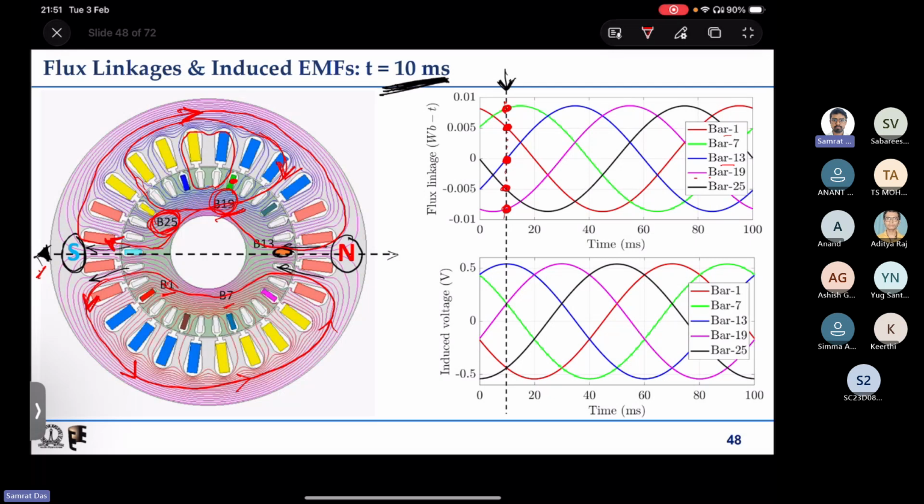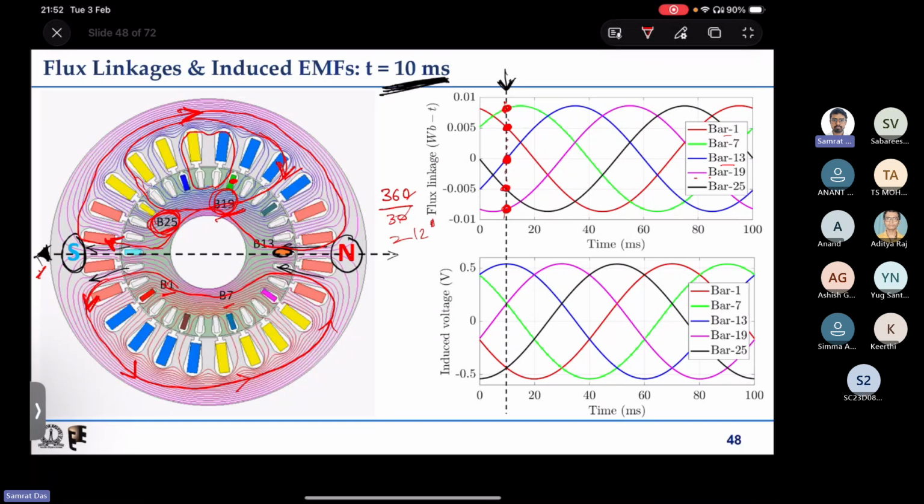If I plot flux linkages for all the 30 bars, then they will be phase shifted versions of each other by 360 divided by 30, that is 12 degree. So we will have 30 sinusoids phase shifted from each other by 12 degree, because it is two pole case. Now the corresponding induced EMF can also be seen. The interesting thing about induced EMF is it is not in the same phase as flux linkage. Induced EMF leads the flux linkage by 90 degree.